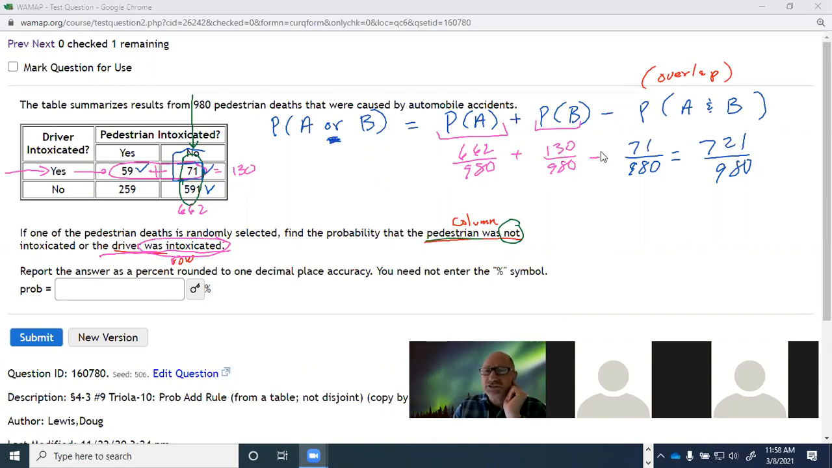And now you have to subtract the overlap. And that is where the pedestrian was not intoxicated and the driver was intoxicated. And that is the 71. That is where there's an overlap. That was in both the yes row for driver intoxicated, and the no column for the pedestrian not intoxicated. So we add those up.